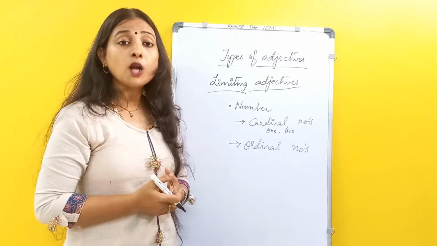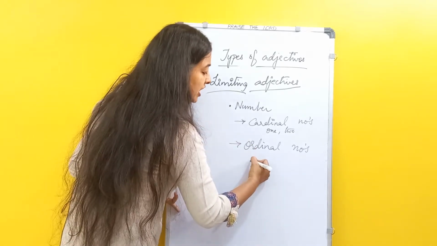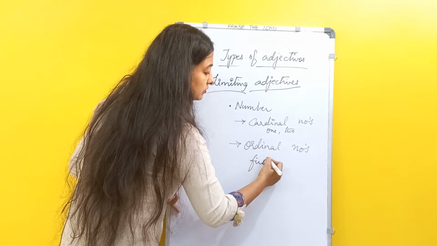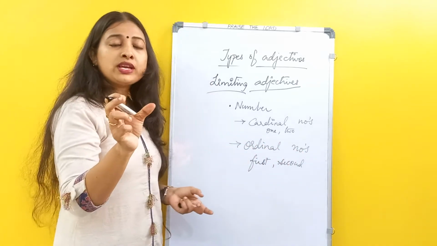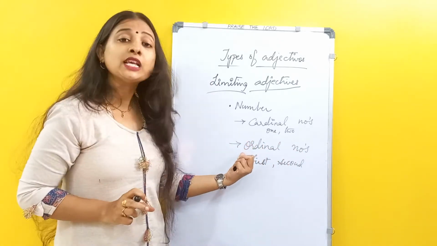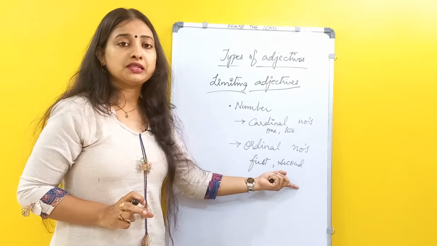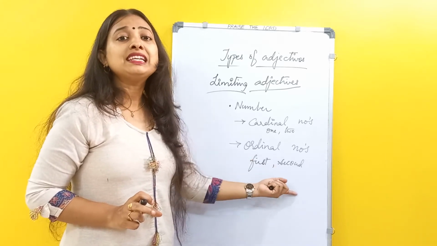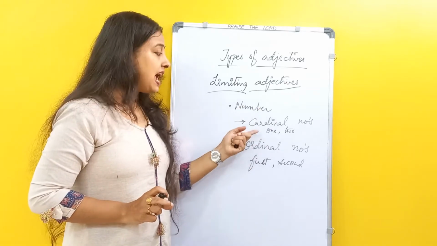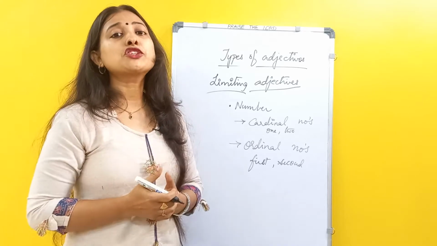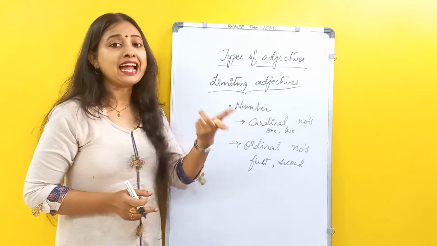But what about these ordinal numbers? They are used to tell about the position, like first, second, third, like that. Okay, so these types of numbers are called ordinal numbers, which are used to mention the position. Ordinal numbers generally mention position. This is also numbering only. And cardinal numbers generally mention quantity. Okay, so both come under quantifying adjectives only.